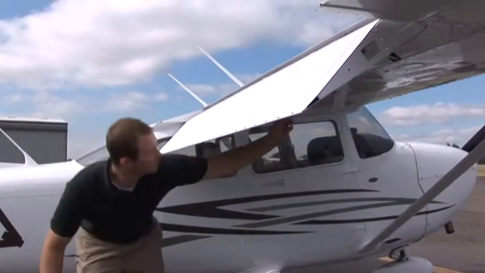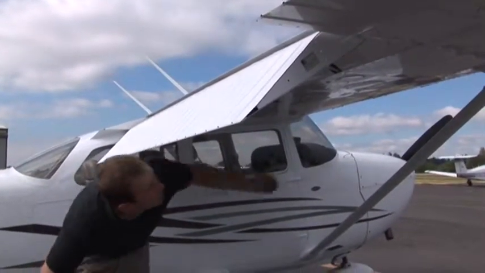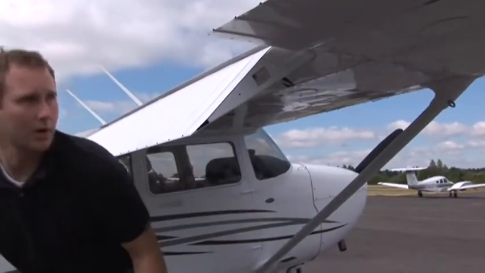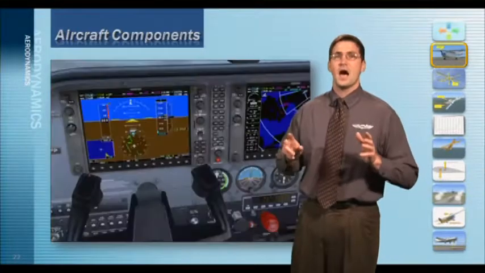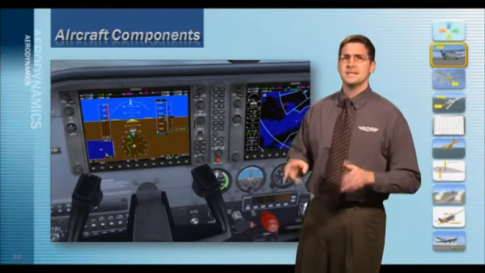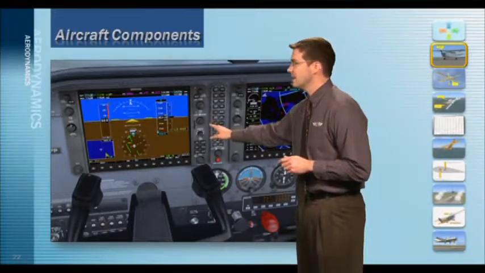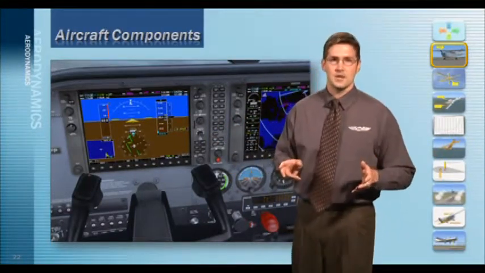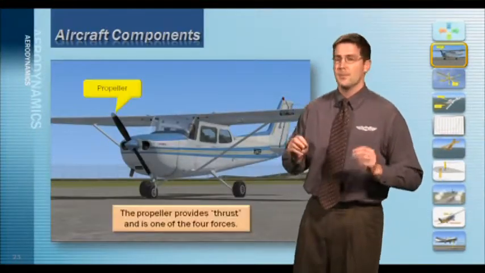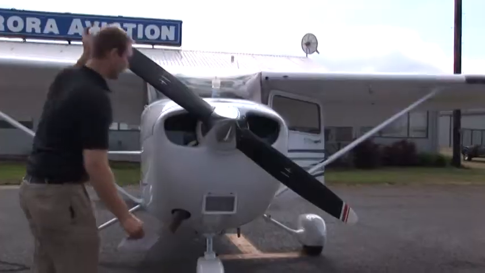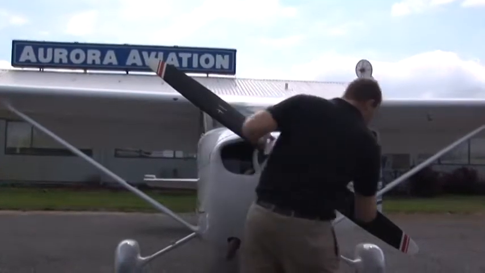Our pilot performs a typical pre-flight inspection of a general aviation single-engine airplane. He'll focus on the main aircraft components using the checklist found in the aircraft flight manual. A typical pre-flight inspection begins in the cockpit with a check of the fuel gauges and other instruments, as you see here, then moves to the outside of the airplane. For our purposes, the pilot starts his inspection by inspecting the propeller. The propeller generates thrust, one of the four forces in flight.